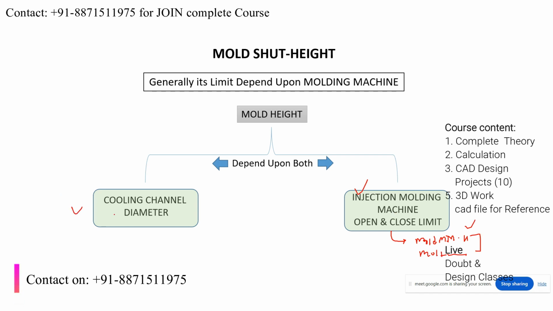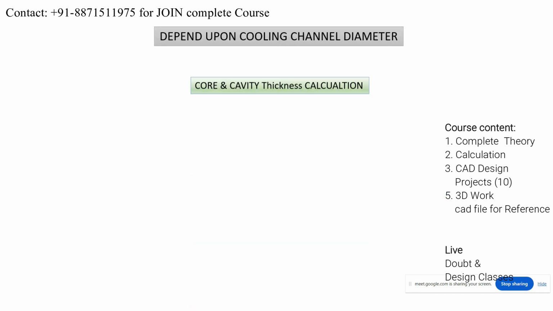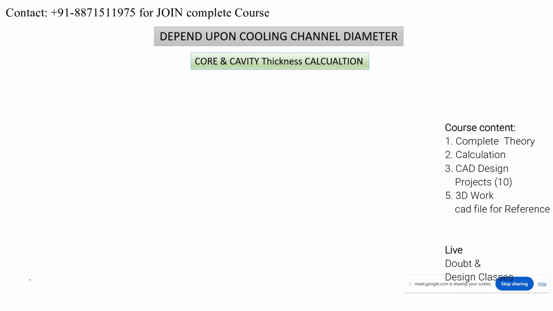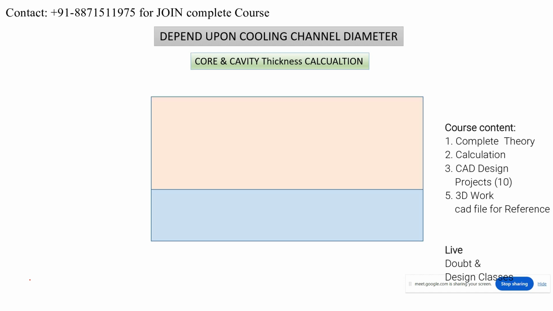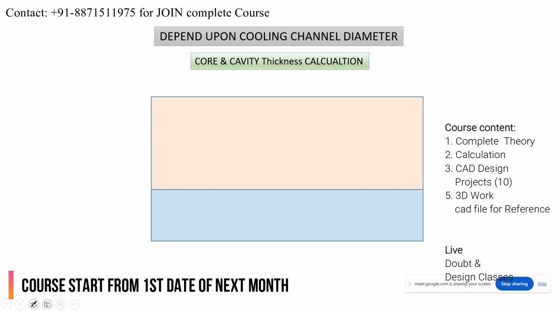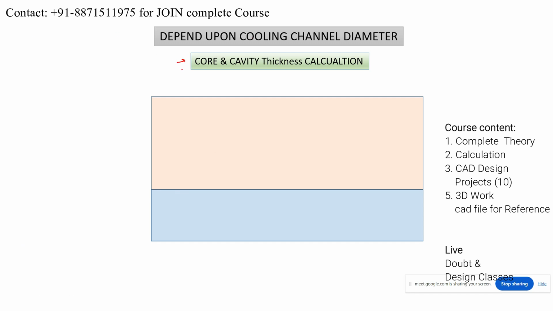But here we have to see this point, which is about the cooling channel diameter. Depending upon the cooling channel diameter, I am deciding the core and cavity thickness. So first, just for an idea, I am telling you how to decide the cooling channel diameter, which we have to provide to the core and cavity in order to cool the component. Is it clear? Basically the diameter of that cooling channel depends upon the wall thickness of the component.